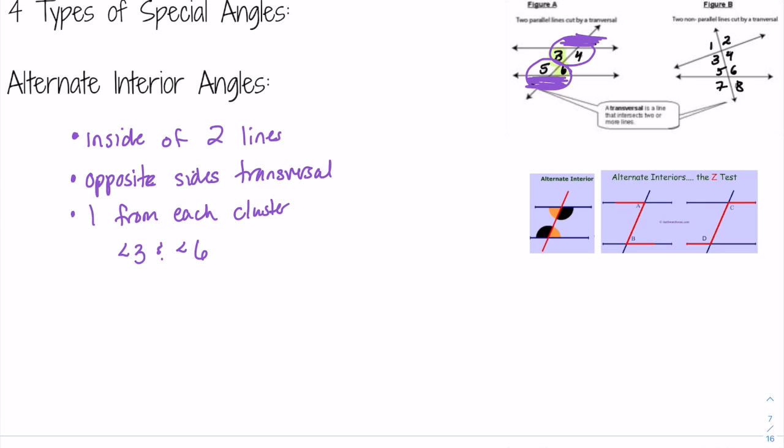In the same way, 4 from the top cluster, it's the interior angle. It's on the right side of the transversal. So from the bottom set, angle 5 is on the left side of the transversal. So angle 4 and angle 5 are alternate interior angles.